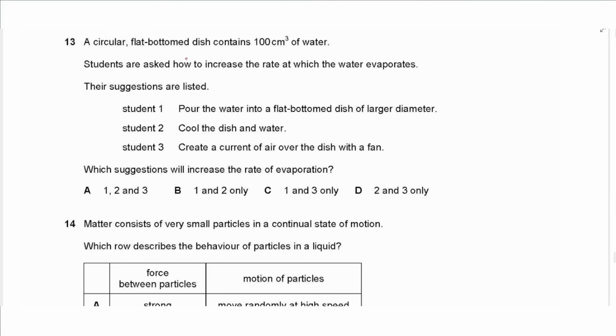Question 13 says a circular flat bottom dish contains 100 centimeter cubed of water. Students are asked how to increase the rate at which the water evaporates. Their suggestions are listed. Pour water into a flat bottom dish of greater diameter, so that will increase the surface area. Cool the dish and water, no, that will decrease the energy, so fewer molecules will be able to escape. Create a current of air over the dish, yes. Increasing wind speed increases the rate of evaporation, so 1 and 3 only, so the answer is C.